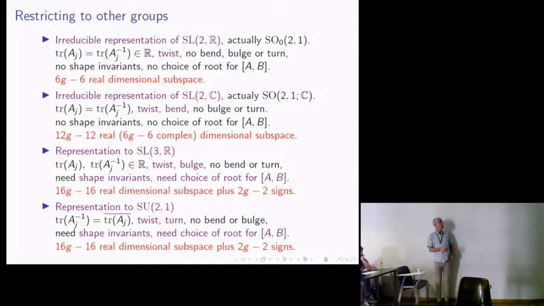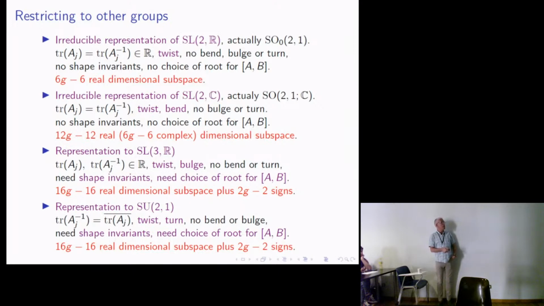I don't need a choice of the root for A and B because this is a perfect square. It's a repeated root in that quadratic polynomial. And that gives me my 16g minus 16 real dimensional subspace sitting inside my 6g minus 6 dimensional space.